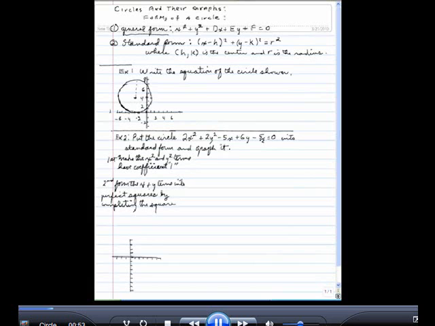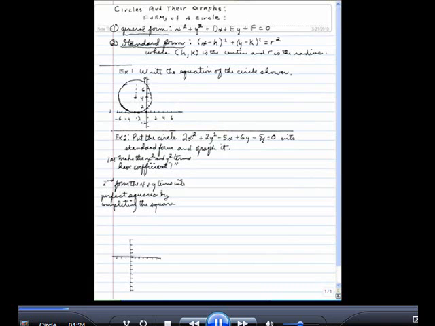Also notice that the coefficient of x squared is 1 and the coefficient of y squared is 1. Now if I were to multiply through every term by 3, then the coefficient of x squared would be 3 and the coefficient of y squared would be 3. But they would still be equal to each other, and that's very important. For that to be the equation of a circle, the coefficients of x squared and y squared must be the same.